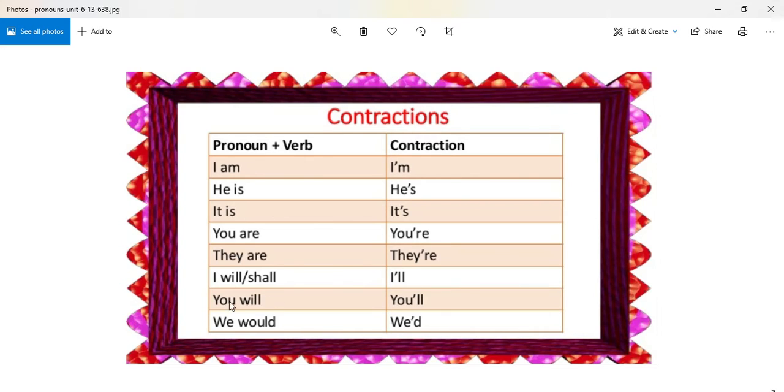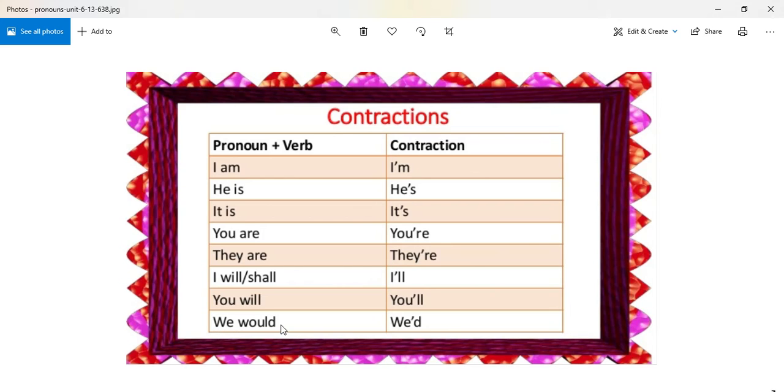You will. Yes, so you see how will is different here? How many letters did we skip here? Two letters, W and I. Then just write an apostrophe, then LL. You'll be a great doctor in the future.